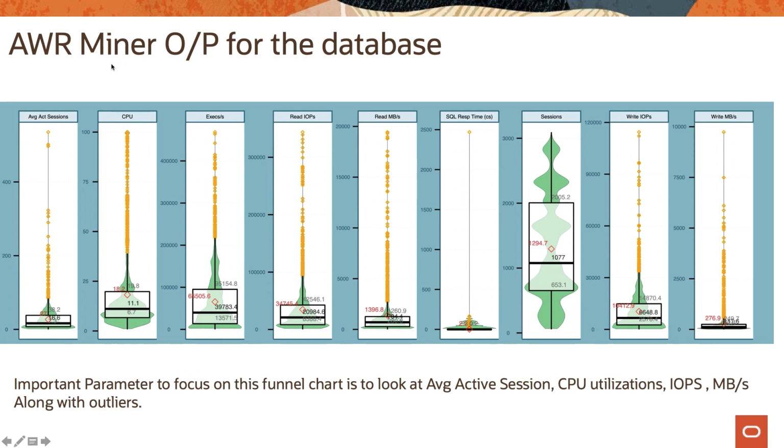So the second chart is basically a funnel chart, and for all of the important parameters like average active sessions, CPU, read IOPS, and read MBs, you have a funnel chart here. What we need to consider here is where this funnel is ending. There are definitely some outliers, shown in this orange color, but we can see the funnel is ending roughly here, which shows roughly 40 as average active sessions on a regular basis.